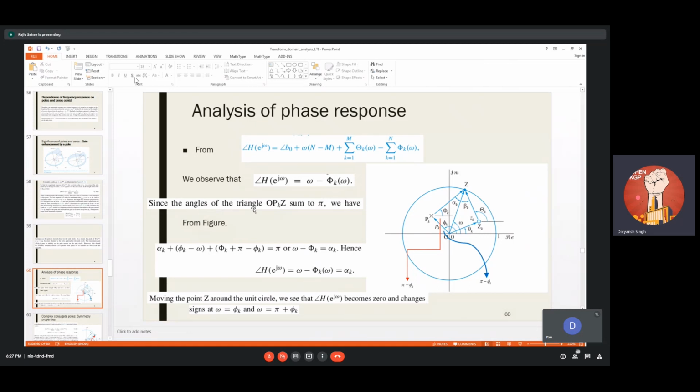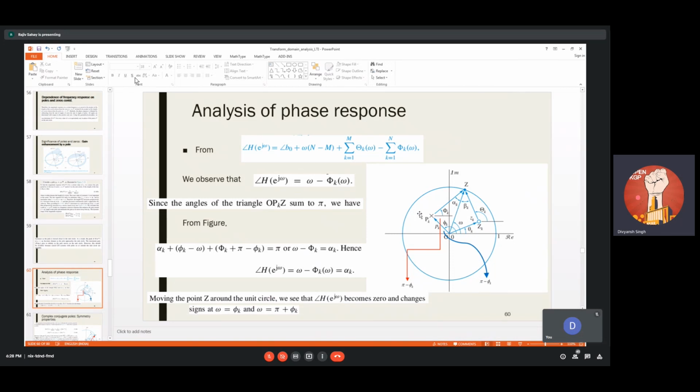So the angles of the triangle OPKZ. If you look at this diagram and this triangle OPKZ, we already saw that this Z vector was at an angle of omega and this vector PK was at an angle of phi k. The angles of this triangle sum to pi. We have one angle here, which is the angle between the vector OZ and PKZ, which is defined as alpha k, that is the extra thing here.